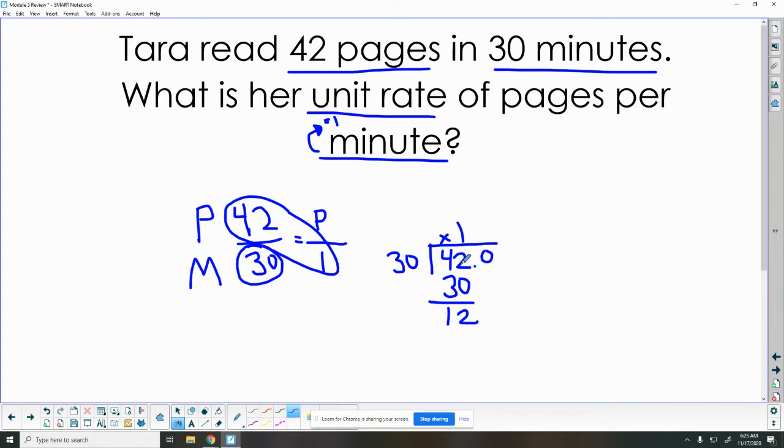It doesn't change the number. It's still 42. Bring my decimal up and my 0 down. So if I'm counting by 30, 60, 90, 120, that goes in there 4 times. So after 1 minute, Tara read 1.4 pages. So almost 1.5 pages every minute.